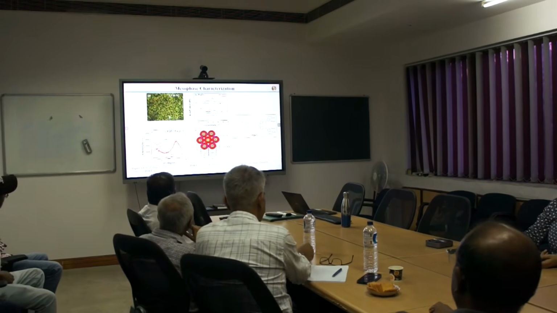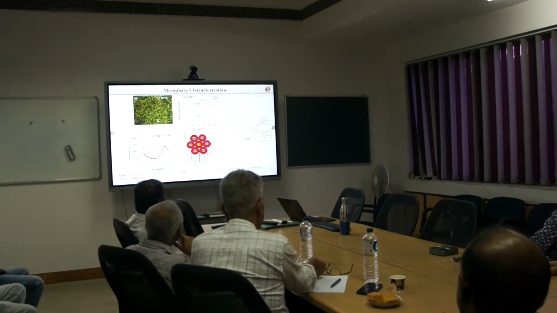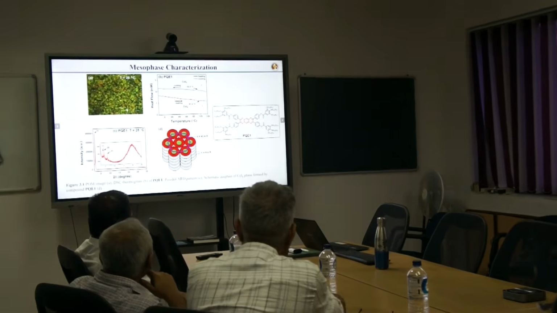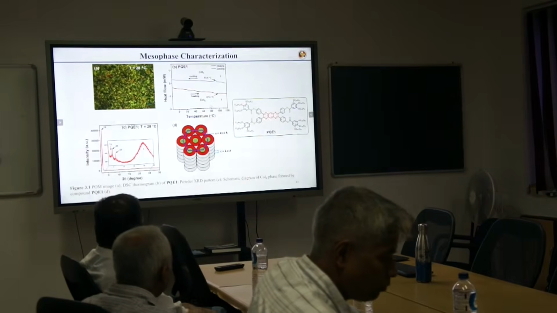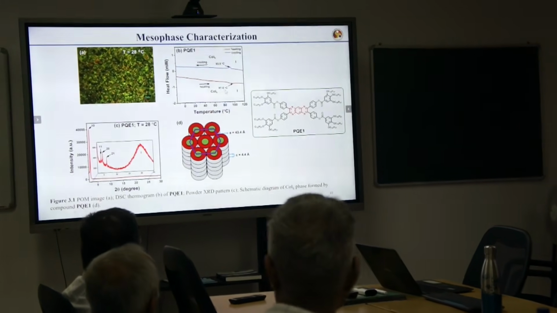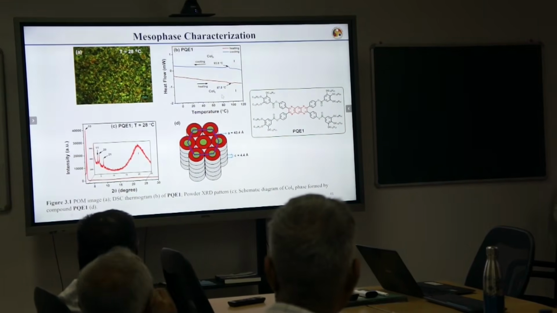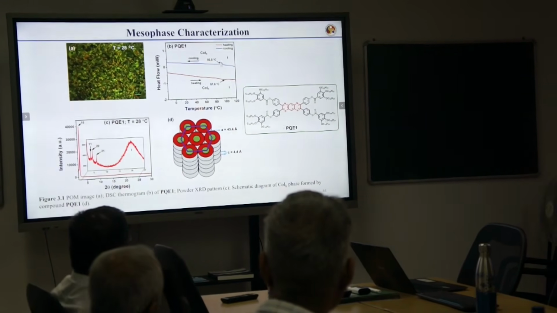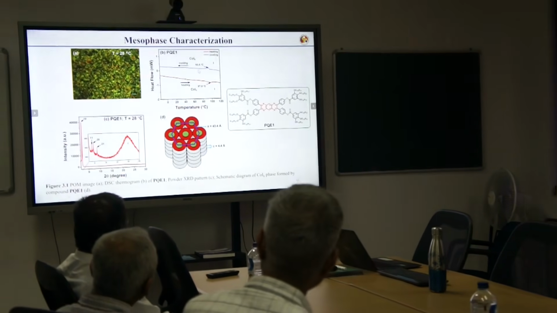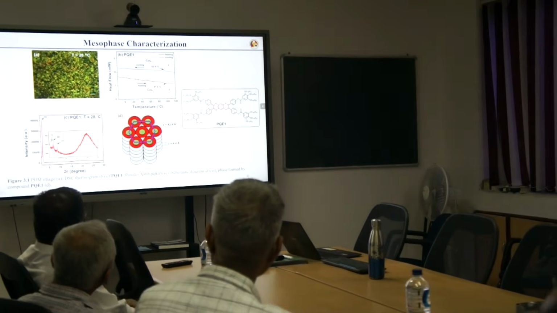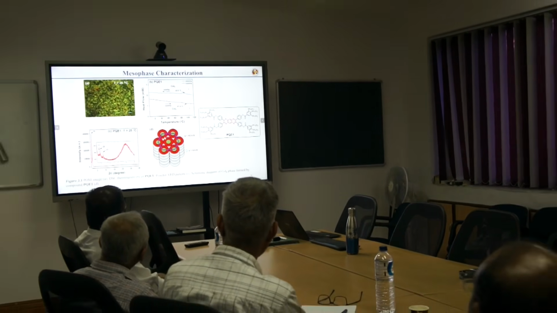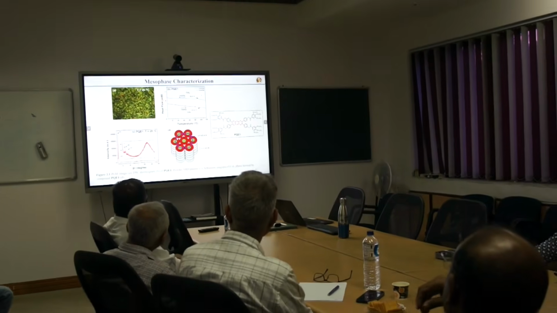So coming to the mesophase characterization, PQE1 under POM showed a birefringent texture, which is very clear from the POM image. And from DSC, we can see the phase transition from the mesophase to the isotropic state at around 98 degrees Celsius. And on cooling, the transition from the isotropic state to the mesophase was observed at around 94 degrees Celsius. And XRD was conducted at 28 degrees Celsius, confirming the columnar mesophase of the compound.